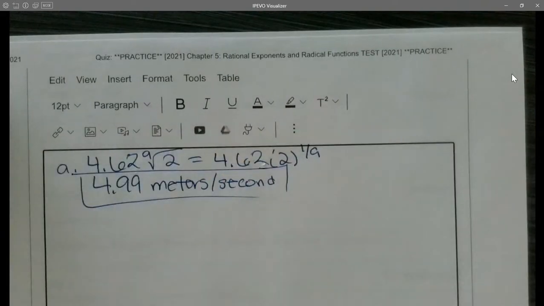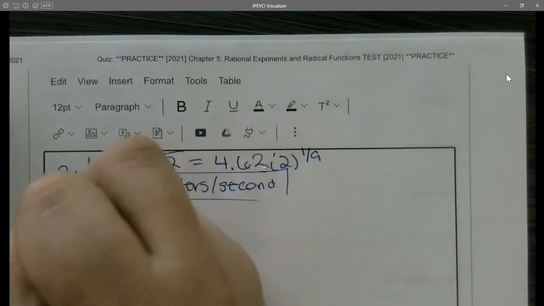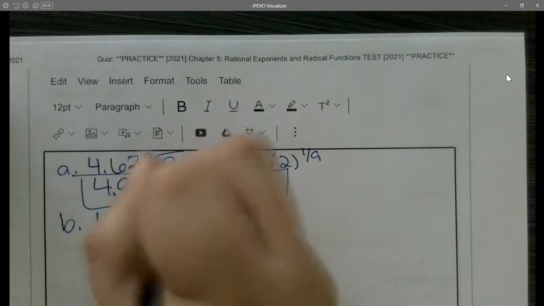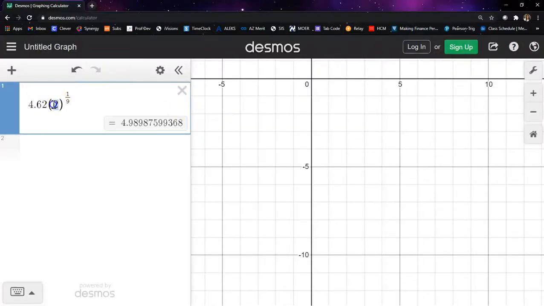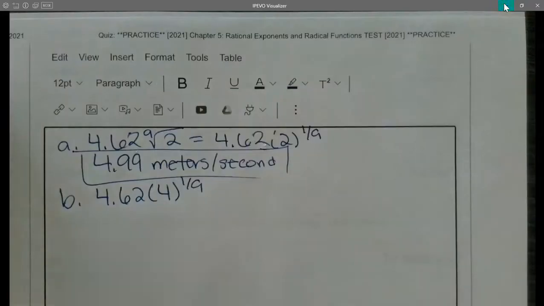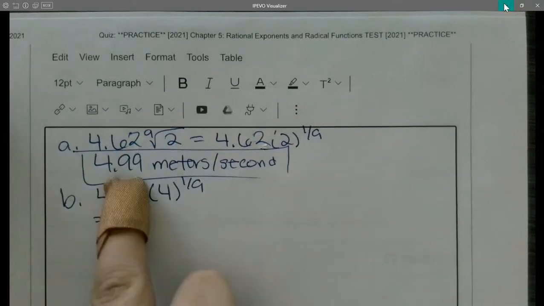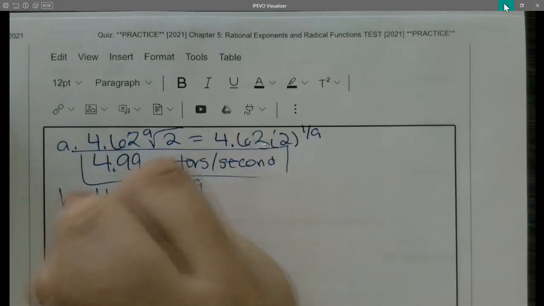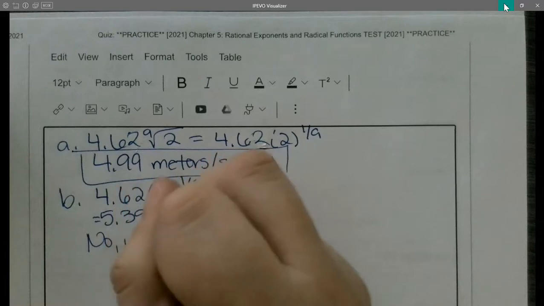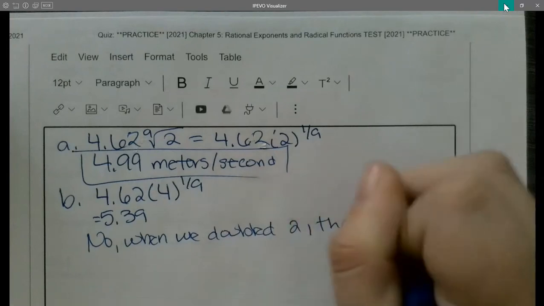B wants me to say if the speed doubles when I double the number of people. So twice as many as 2 people is 4. So I'm going to plug in 4 and see if my speed doubles. If I go back to Desmos, I'm going to change that 2 to a 4, which gives me 5.39. 5.39 is not twice as much as 4.99, so this one is no. When we doubled 2, the speed didn't double.